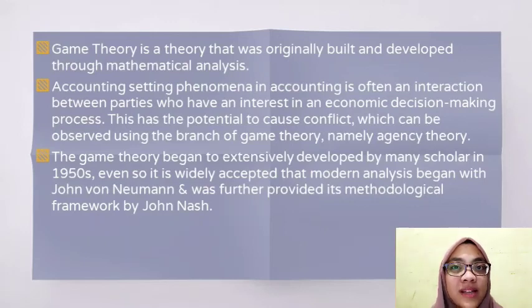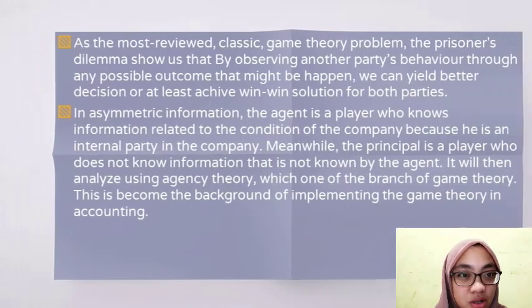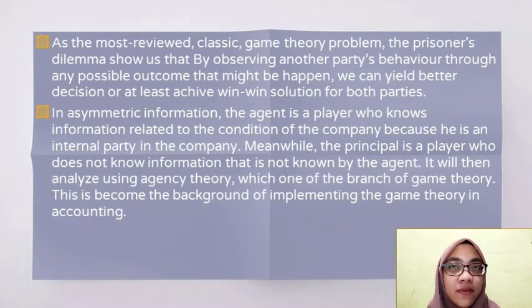Game theory began to be extensively developed by many scholars in the 1950s. Even so, it is widely accepted that modern analysis began with John von Neumann and was further provided as a methodological framework by John Nash. As the most reviewed classic game theory problem, the prisoner's dilemma shows us that by observing another party's behavior through any possible outcome that might happen, we can yield a better decision or at least achieve a win-win solution for both parties.